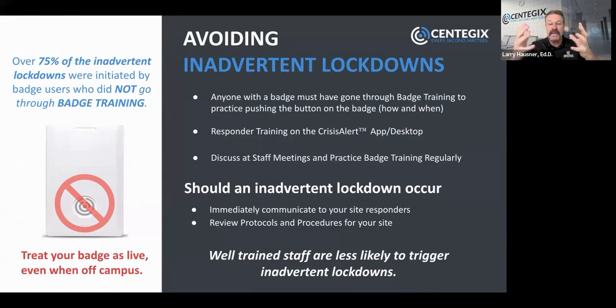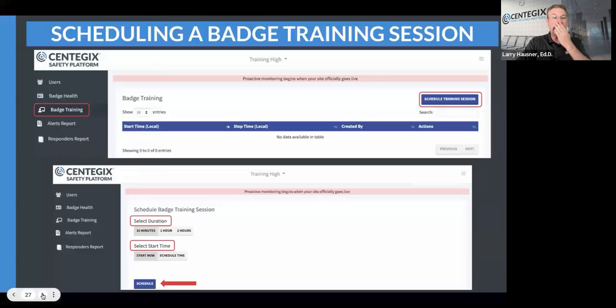If it happens, you let your staff know, and certainly you talk amongst your team, how can we mitigate this? And let your supervisor know immediately that we've inadvertently initiated a lockdown. So a couple more things left before we turn it over to the questions.